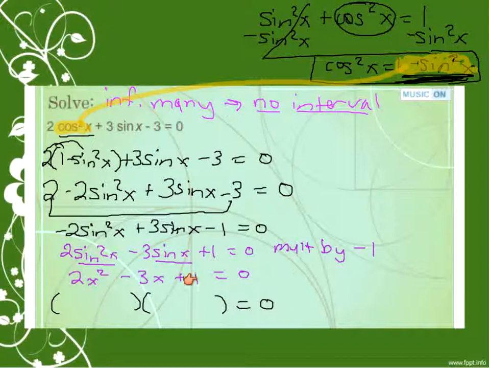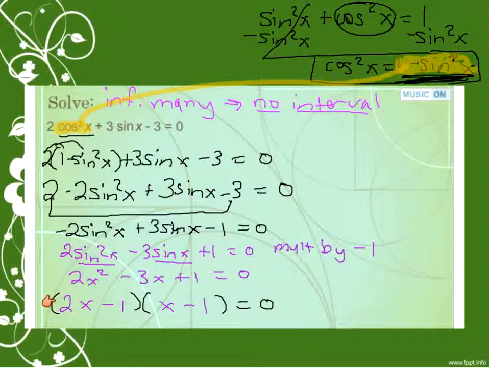Remember when a is not 1, though, you have to do a times c, so 2 times 1, and then they still need to add to -3. So our factors that are going to work, I'm going to help us out, and then you'll be able to go back and practice this later. It would be 2x minus 1 and x minus 1.